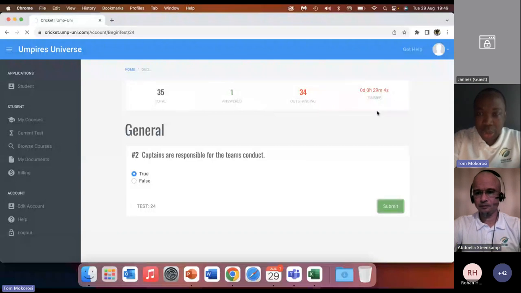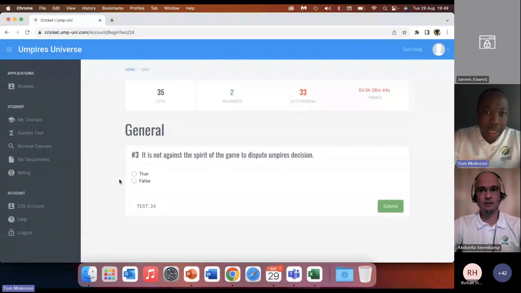What you will also notice is that your timer is here the whole time, counting down on this exam. It started at 30 minutes and will go down to zero. In the level one exam, it will start at 90 minutes and will go down to zero. Next question.